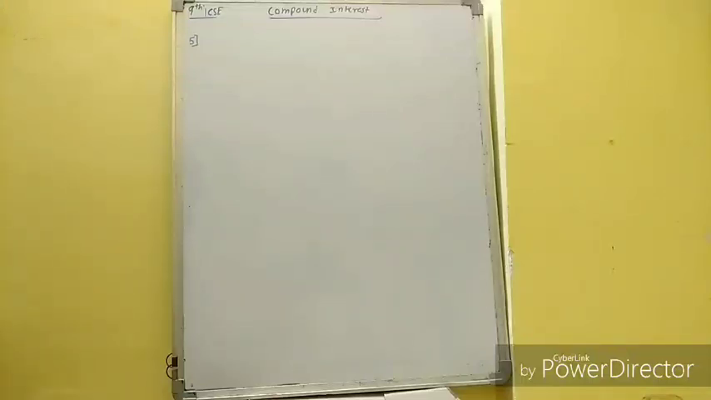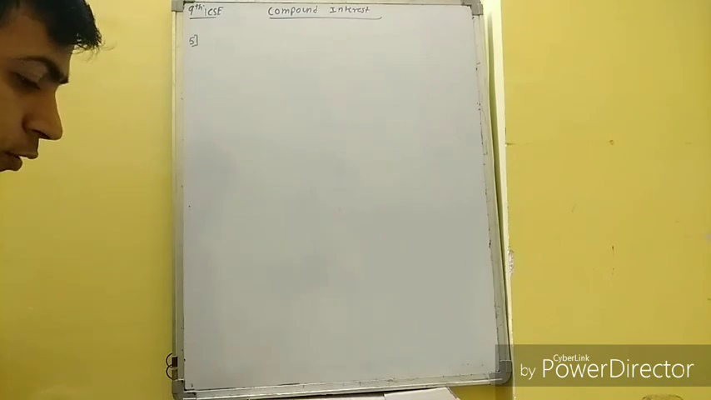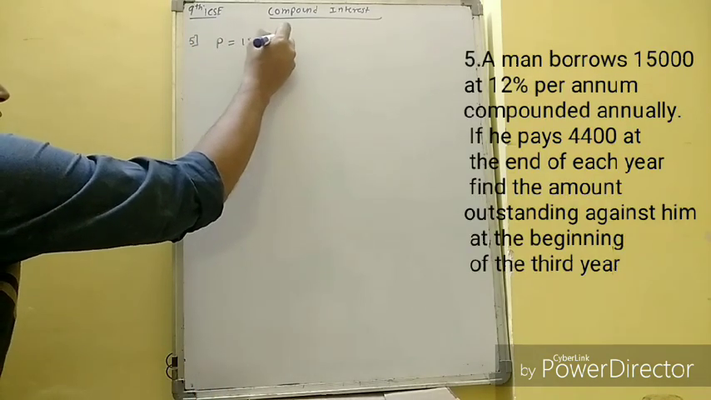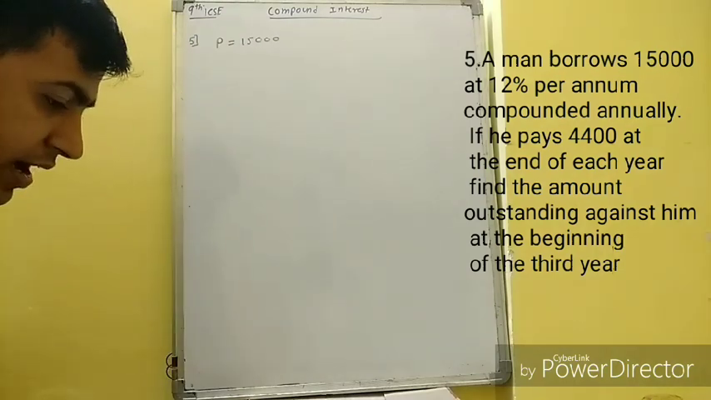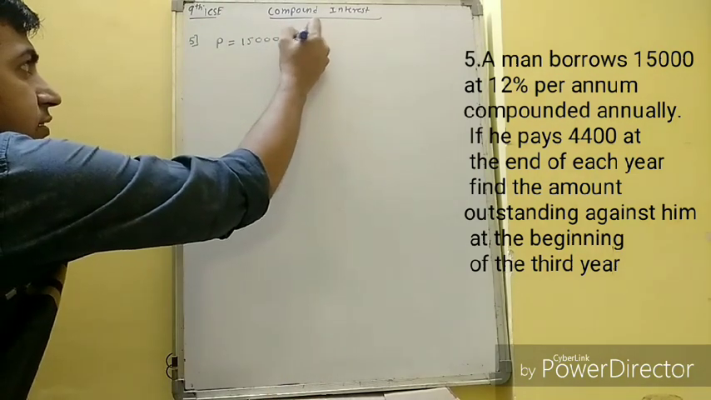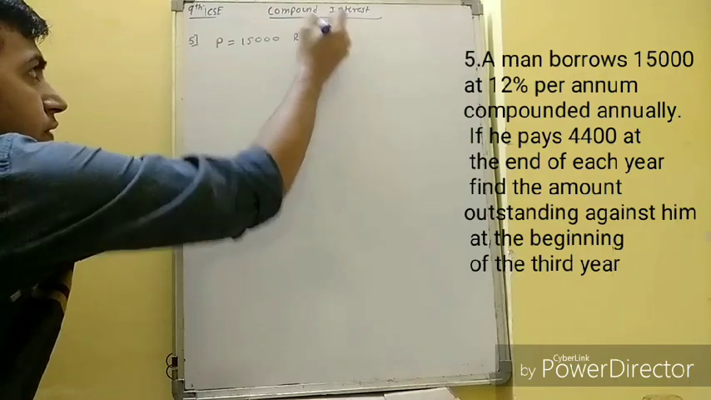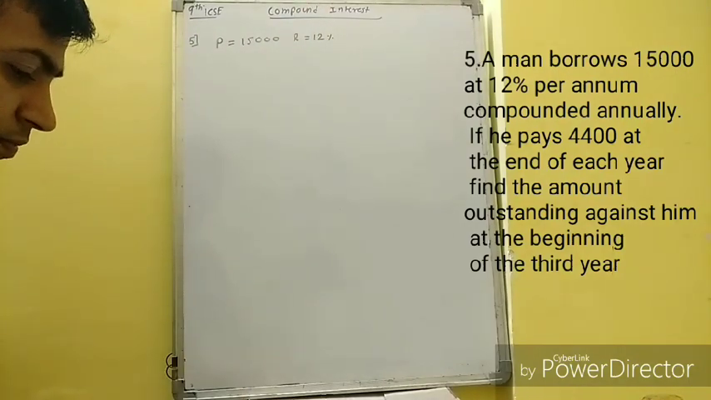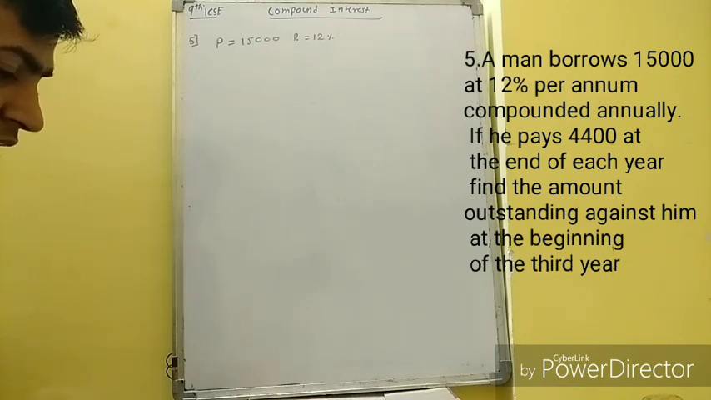Okay, today we will continue with the fifth sum. A man borrows 15,000. So principal is 15,000 at 12%. So rate is 12%, compounded annually. If he repays 4,400 at the end of each year, find the amount outstanding against him at the beginning of the third year.